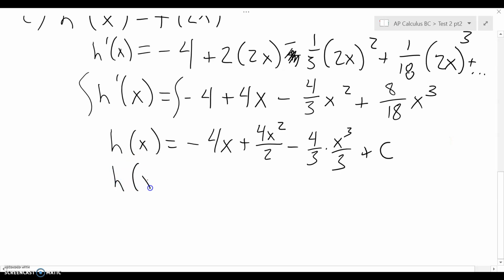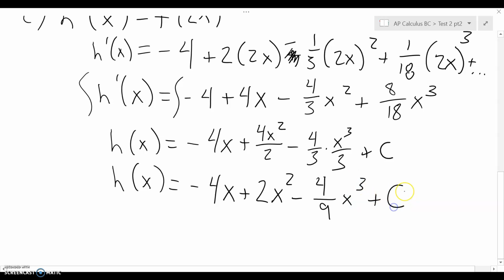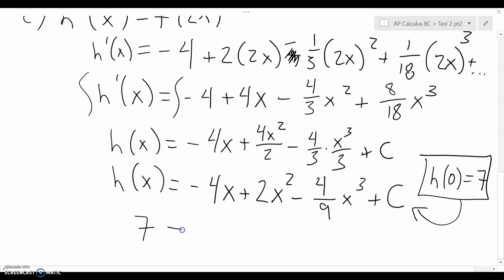So I'll clean this one up a little bit. It would be -4x plus 2x squared minus 4/9 x cubed plus c. And we have to go and solve for c, and that's where that initial condition they gave us, which seemed like a bit of a throwaway up top, or at least something we didn't initially need, comes in, where they said h of 0 is 7. So h of 0 is 7 means, okay, take that and figure out what c is. So plug in a 7 here. These are each going to 0 out, and then c is 7.